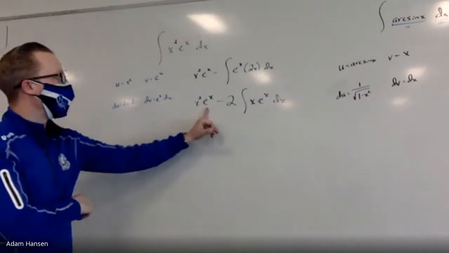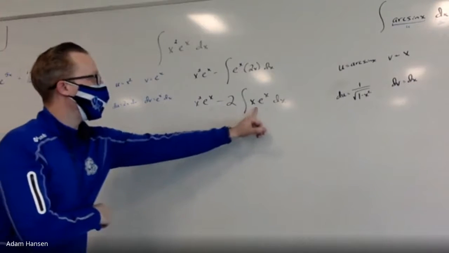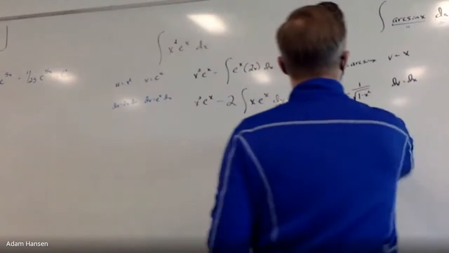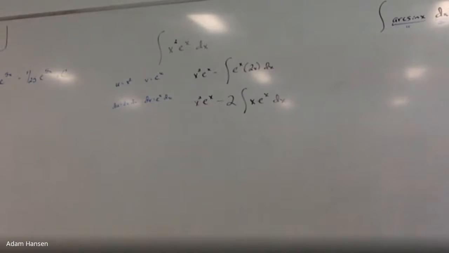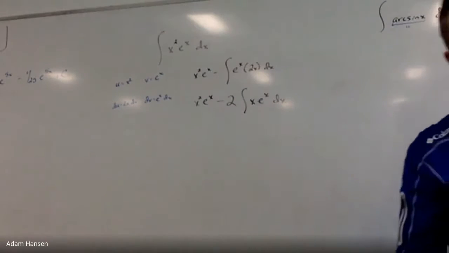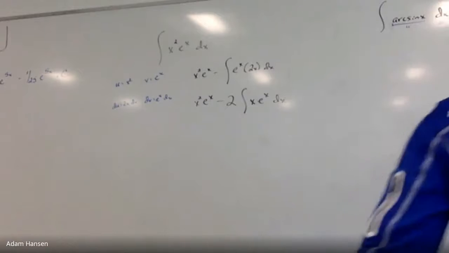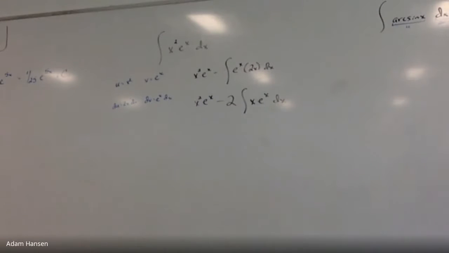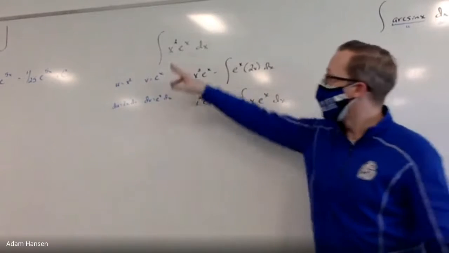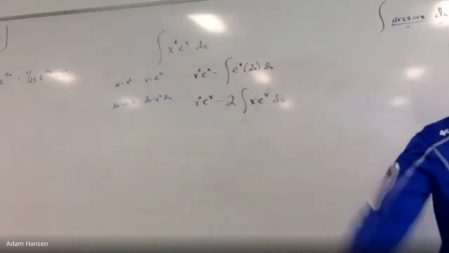I've got x squared e to the x minus 2 times the antiderivative of x e to the x dx. I took it from x squared e to the x dx to now x e to the x dx. Integration by parts, one more time. Not every single antiderivative can be done with one integration by parts. Here's an example where it takes multiple integration by parts, right? Look for that clue out in front. X squared means do IBP twice. X to the third is IBP 3 times.